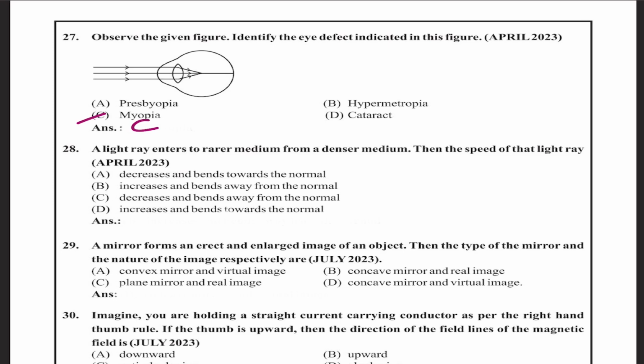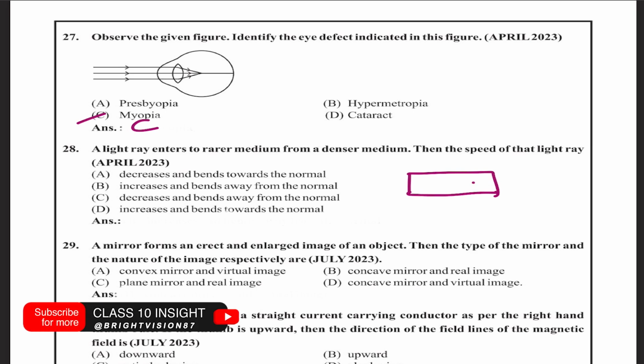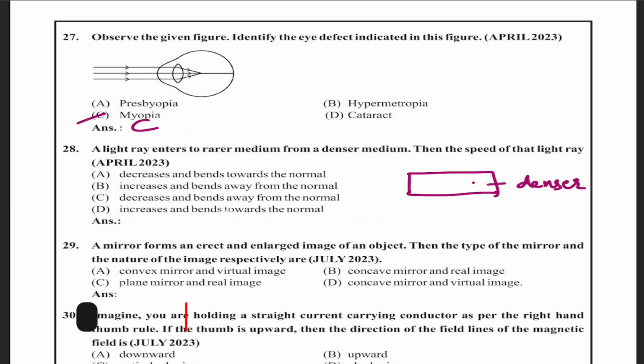For this we have to recall the concept of when, suppose this is a glass slab and this is the denser medium, and the light ray is, and this is the normal ray. The light ray, since this is air medium, the air medium is the rarer one.